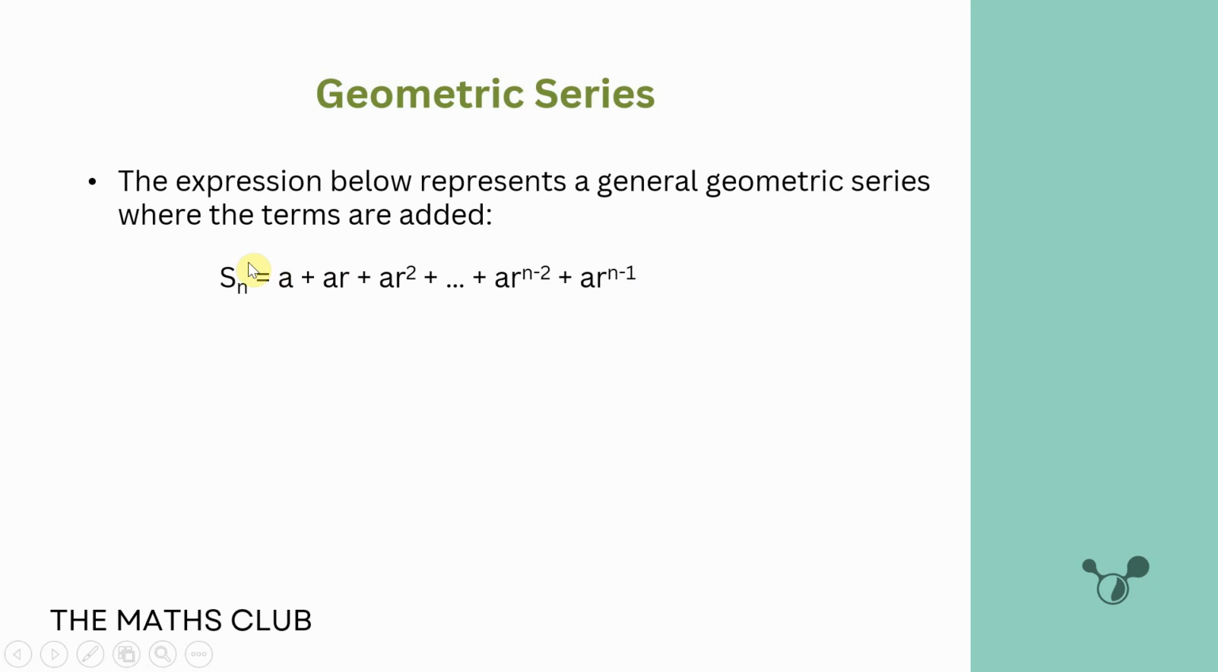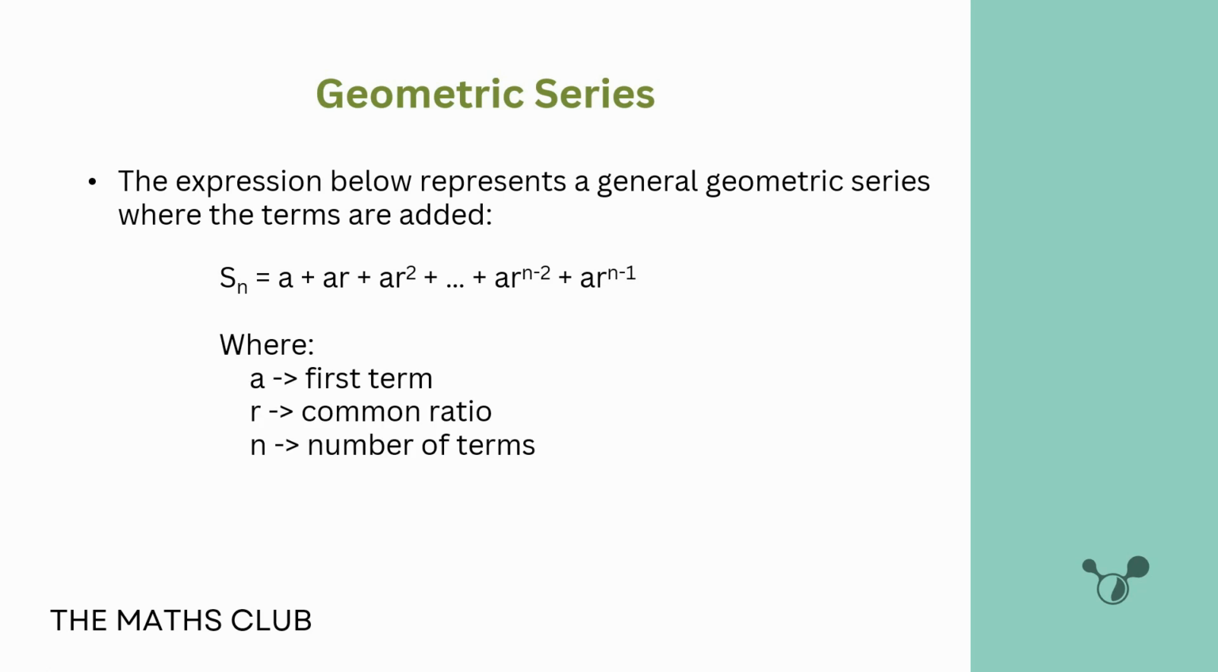We agree. So if it's 5 terms, that is, if our n is 5, our power will be 5 minus 1, which is ar^4. The last value will be ar^4. The second to last value will be ar^3. So this is the general form of a geometric series. The a is the first term, the r is the common ratio, and the n is the number of terms.